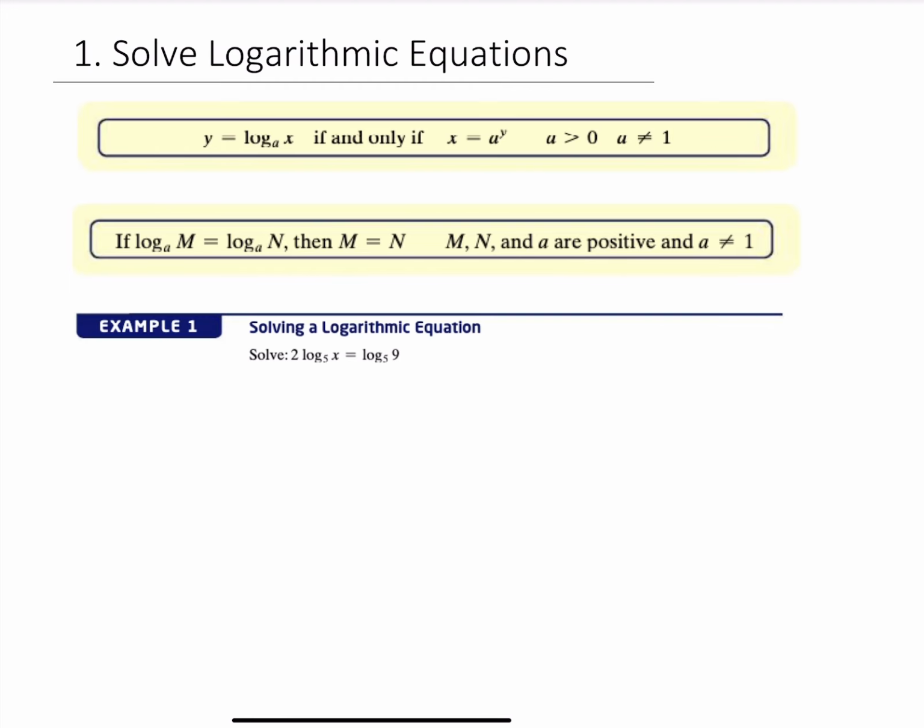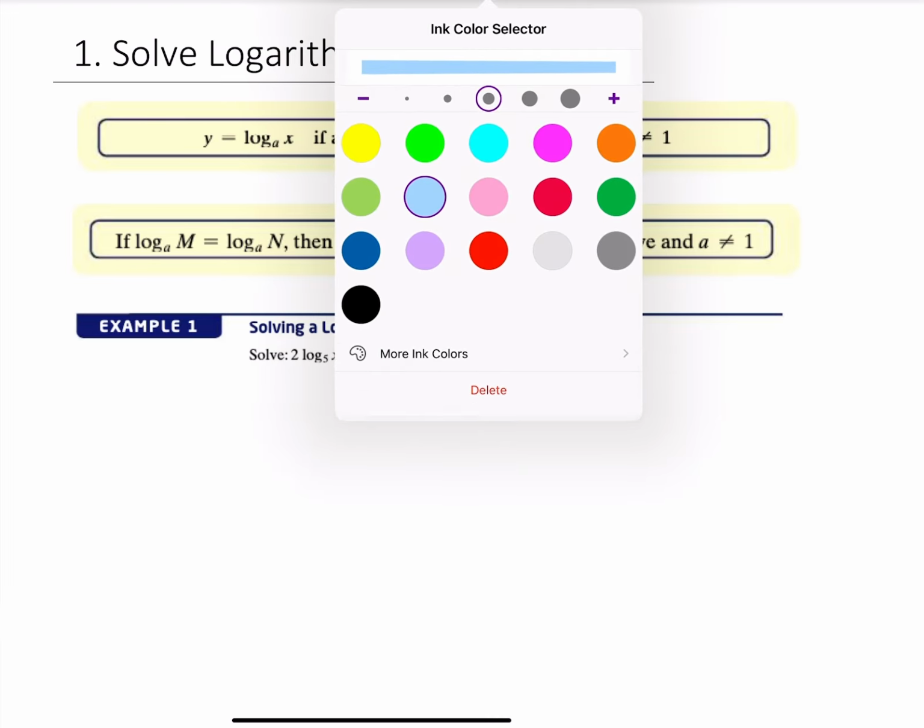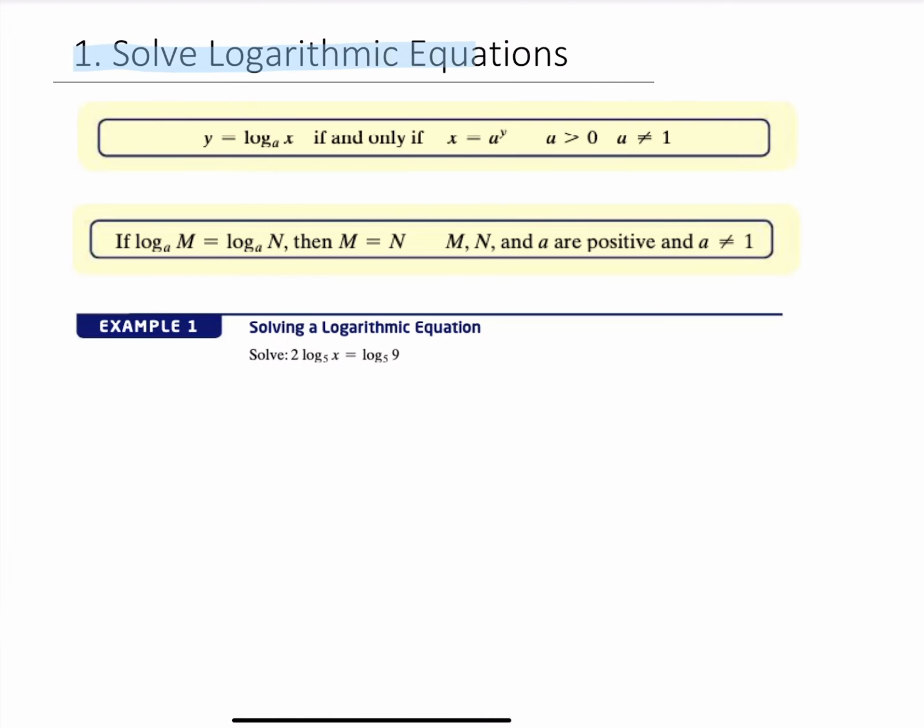So we have a recap of some important properties. This first one we've seen a bunch. This is that translation between logarithmic and exponential form. And then this statement is saying basically we can take a logarithm of both sides, or if we have a logarithm with the same base on both sides, we can just equate what's inside. That's kind of equivalent to a similar statement we made about exponentials too. So let's keep this in mind as we look at these examples.